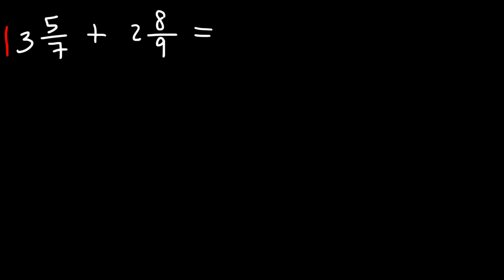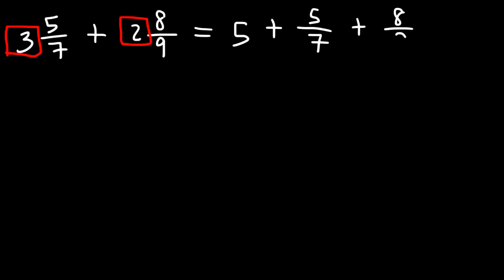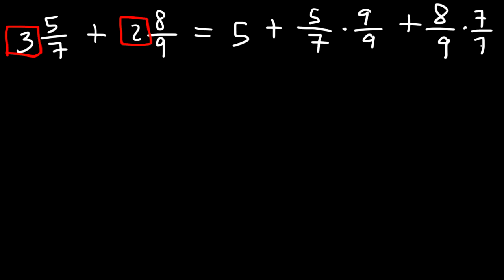So let's begin by adding 3 and 2 together. 3 plus 2 is 5. And so we have 5 plus 5/7 plus 8/9. Now we need to get common denominators. So 7 times 9 is 63. So I'm going to multiply this fraction by 9/9, and the second fraction, 8/9, by 7/7.